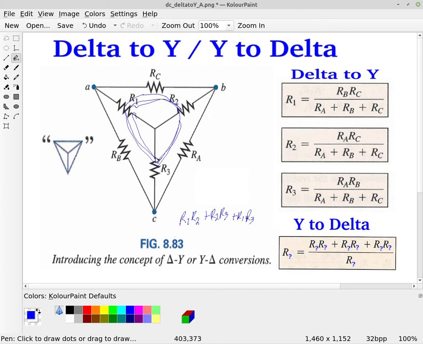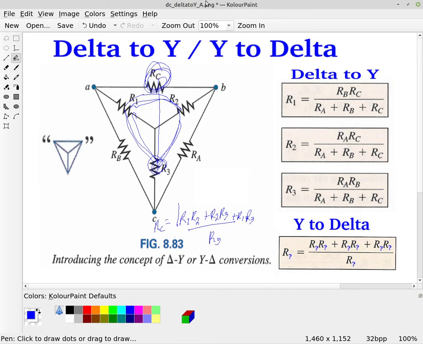Now to divide, if you want to get RC, you look at the resistor directly across from it, R3. So if I was looking for RC, I would divide by R3 because that's the one across it. I don't care what the numbers are, you simply look at the physics.